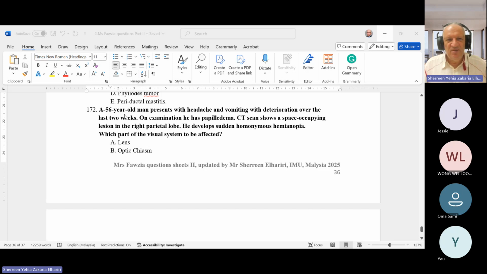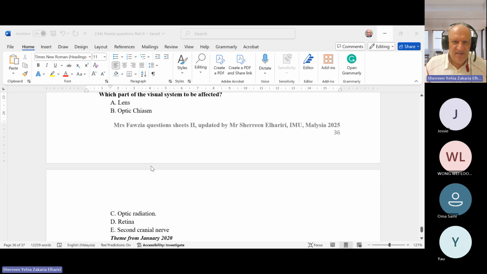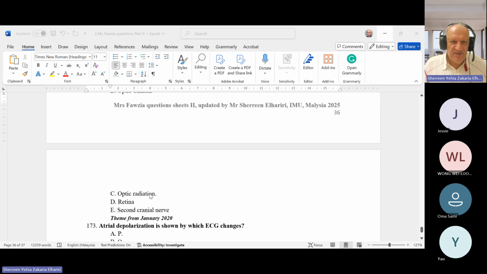A 56-year-old man presented with headache and vomiting, deteriorating over the last 2 weeks. On examination, he has papilledema, and CT shows a space-occupying lesion in the right parietal lobe. He developed sudden homonymous hemianopia. Which part of the visual system is affected? Homonymous hemianopia occurs in two conditions: in the optic radiation or in the area of the occipital lobe. So optic radiation is the correct answer.